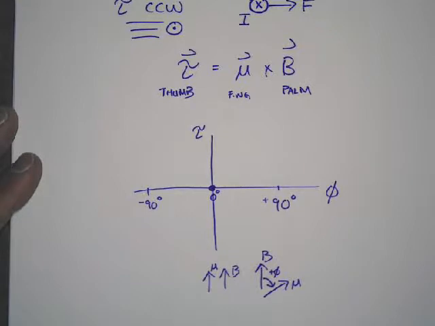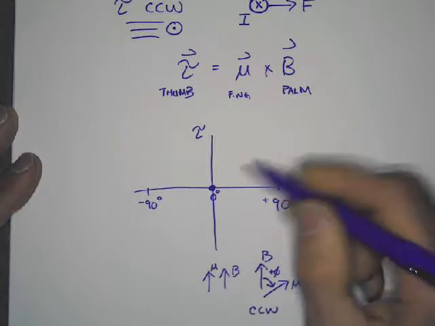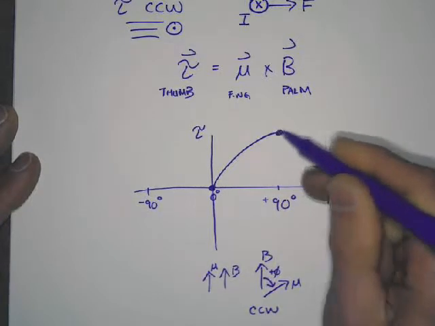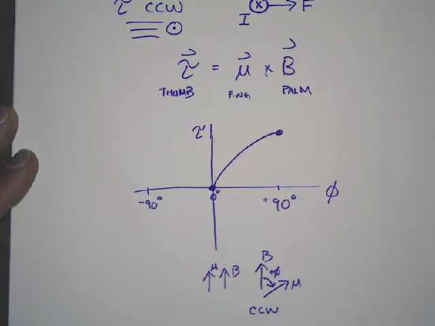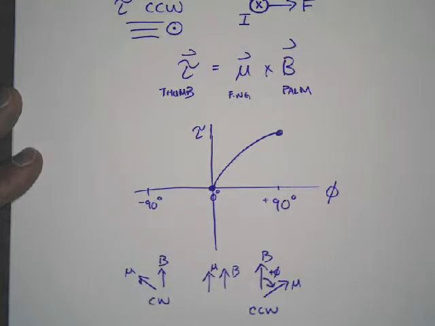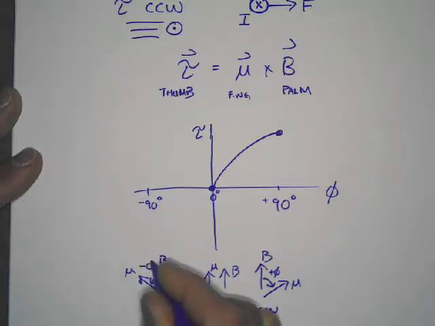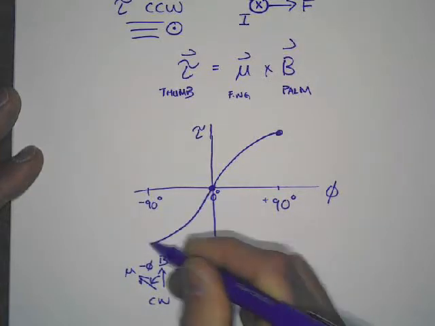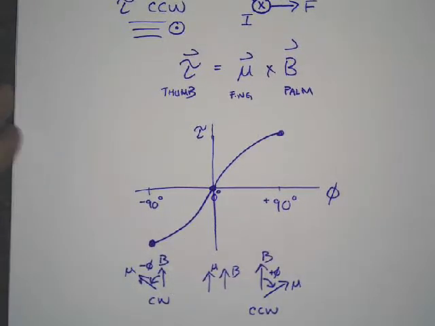The tendency is for the torque to be positive because you're going to get a counterclockwise turn. And so that is going to be something like this, going up to some maximum value. Okay. And if you go to negative 90 degrees, now mu is going the other way, and the tendency is to rotate clockwise. So that's a negative phi angle, and that's going down like so.